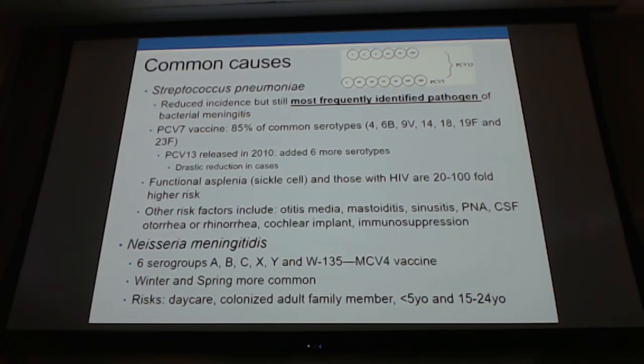Neisseria, again, we have a vaccine for that one. It's another encapsulated bacteria. We see those in the colder months, winter and spring, and this one, again, a lot of times if you are in those tight spaces. So things to think about: are you in a tight living space, complement deficiency, in those age groups, kind of bimodal, young daycare and then adolescents, and then unvaccinated.